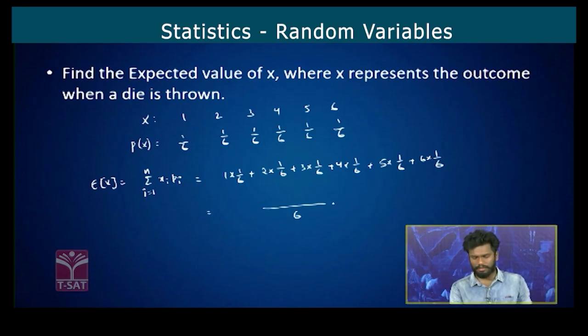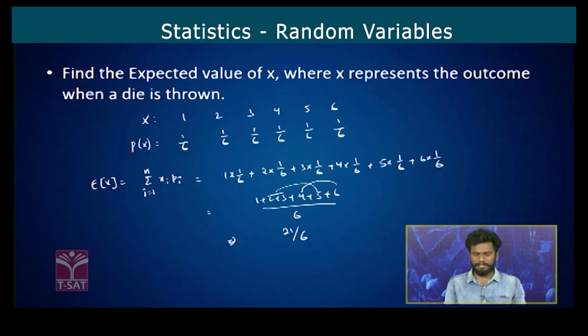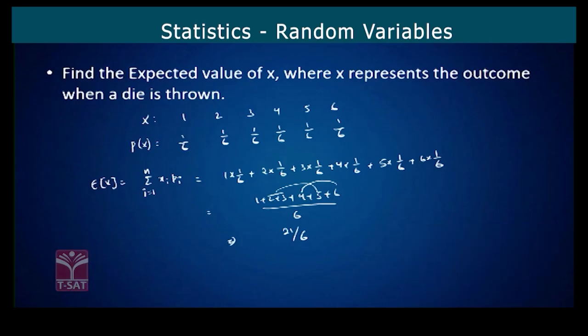Denominator 6 keep it constant. 1 plus 2 plus 3 plus 4 plus 5 plus 6, which will be equal to 21, so 21 by 6. So that is the expected value. Expected value is 21 by 6.